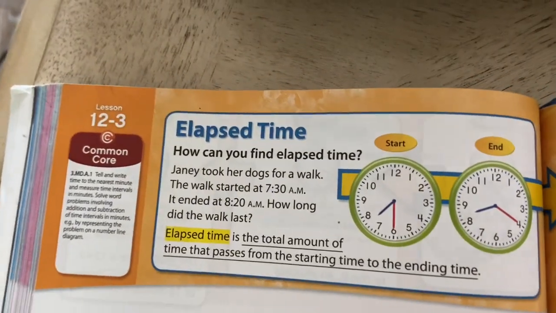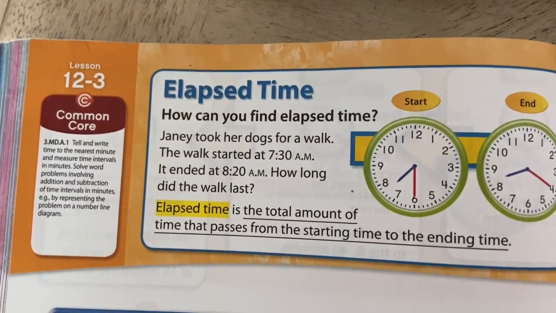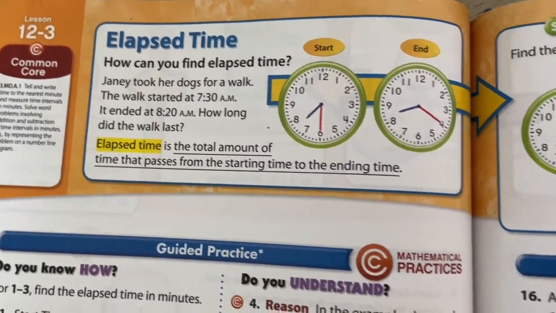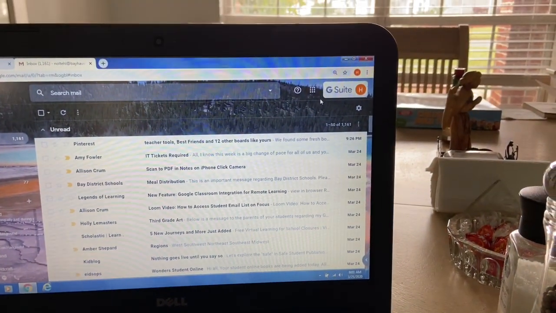Good morning. Today's lesson is 12:3 elapsed time. And if you're starting this lesson, then hopefully that means that you have gone back and reviewed.